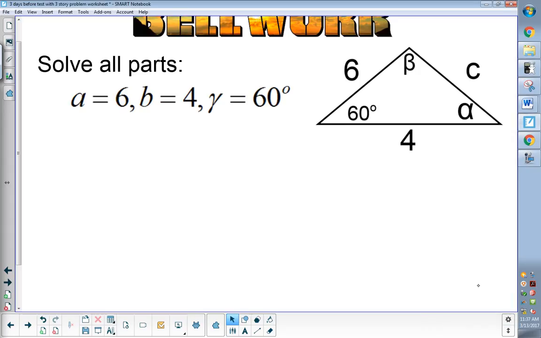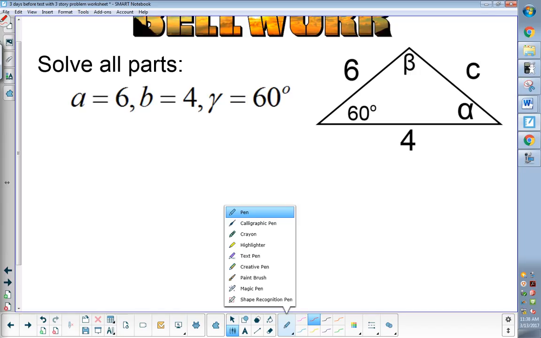So if we look at this problem and you don't have a power couple, we're going to do law of cosines. You have to have one of two things to do law of cosines. You need to know all three sides. Looking at that triangle, do we know all three sides? Nope. Then what we do know here is side angle side.